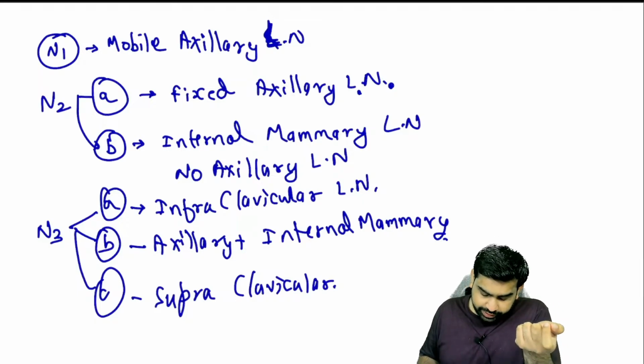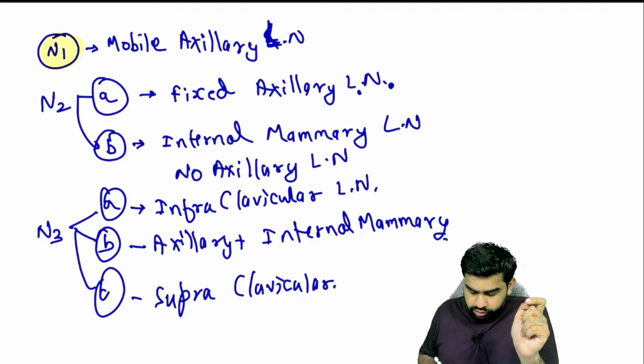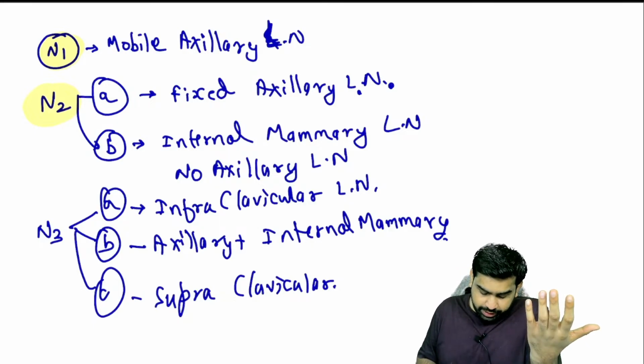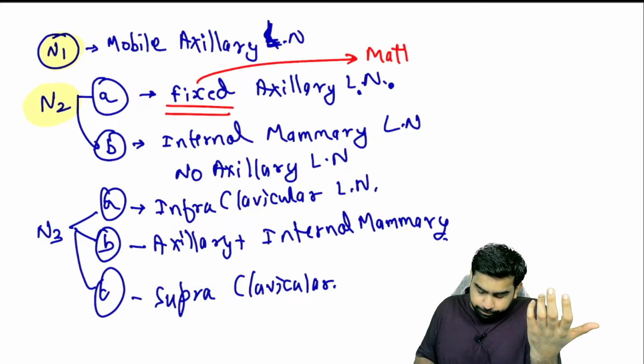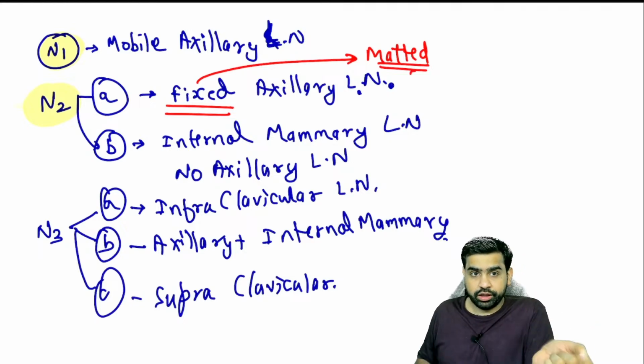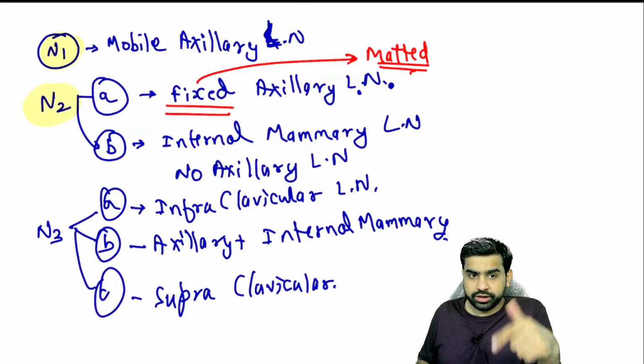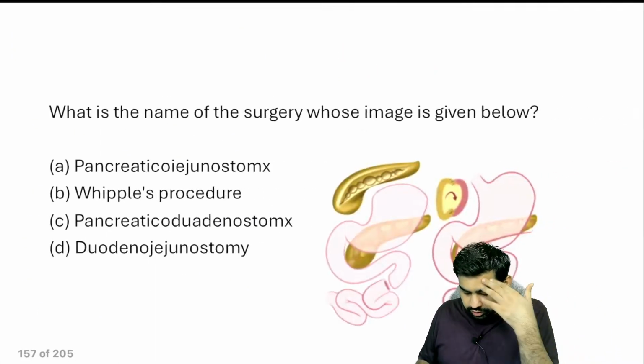So the N stages are also very, very important. What is N1? Mobile axillary group of lymph nodes. N2 is divided into N2A and N2B. N2A is fixed. If the question mentions matted, matted and fixed are one and the same thing. So matted or fixed axillary lymph node is an N2A. N2B is internal mammary group of lymph nodes with no axillary lymph node involvement. N3 is divided into A, B, and C. A is infraclavicular, then axillary plus internal mammary, and then supraclavicular. So these are the things which you need to understand.